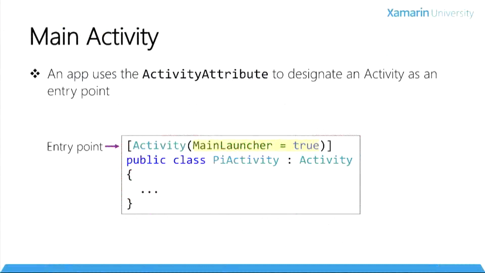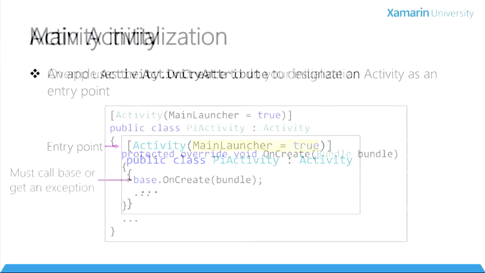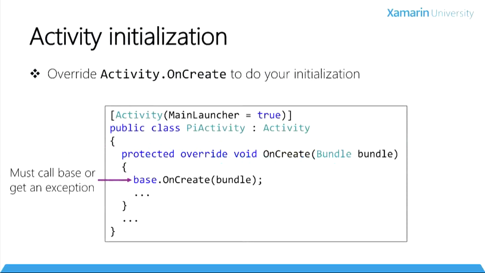You need to make one activity in your app your main entry point. And you do that by setting a property on the activity attribute. So there, main launcher equals true. That makes PyActivity your entry point. To do your initialization, you're going to override the activity method onCreate. You're required inside there to call the chain to the base class, or you will get a runtime exception. In general, the onCreate override replaces your constructor.